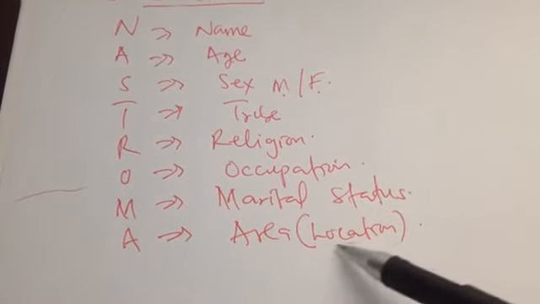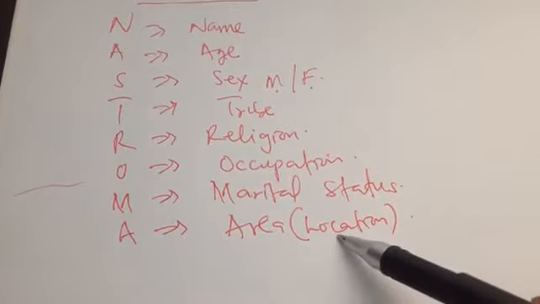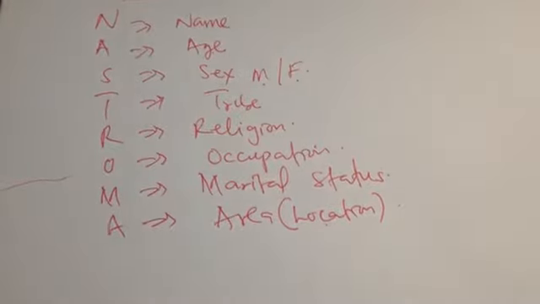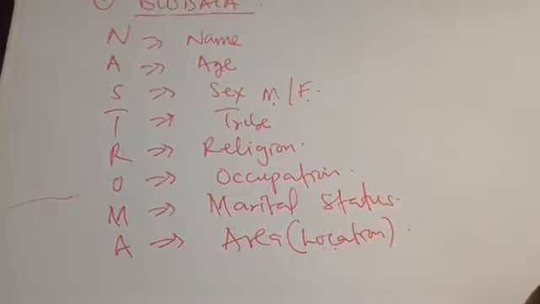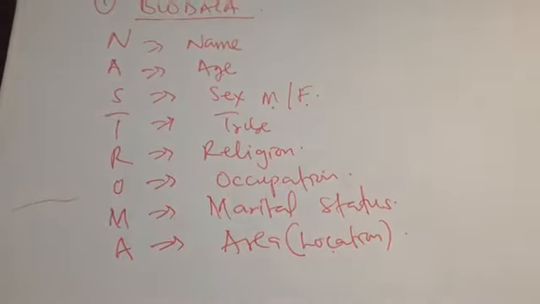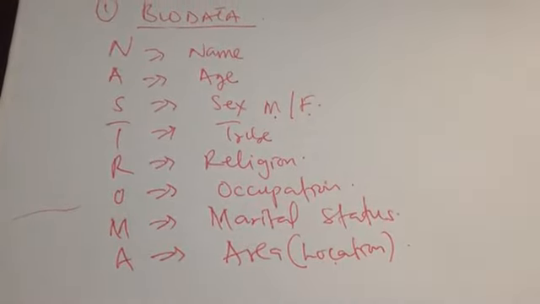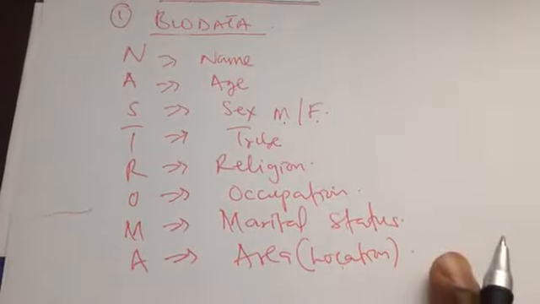Then area, location. The history of location is taken to assess where the patient is from. Maybe you are suspecting an epidemic problem. For example, in China we have Wuhan. From anyone from Wuhan, we can suspect that he may have been exposed to coronavirus. So that is the importance of taking the location.